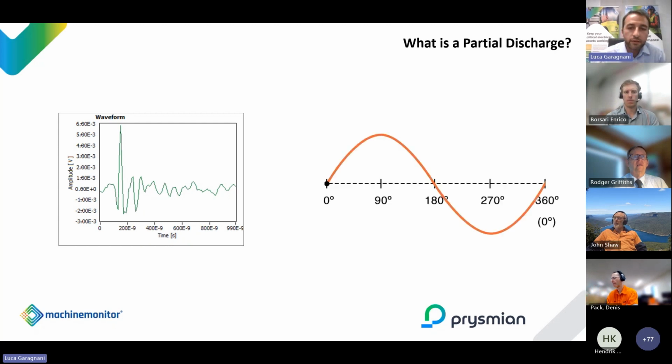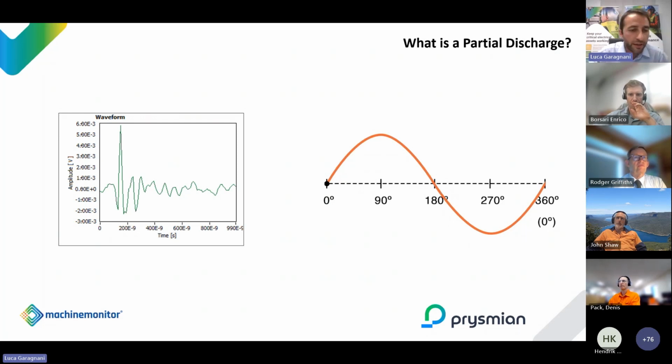We correlate the pulses with the applied phase-to-ground voltage. As I showed in the previous slide, partial discharges are, in most cases, generated by the phase-to-ground voltage. We have the voltage applied to the main insulation, which is phase-to-ground. If it exceeds the dielectric strength of the air within the defect, it can trigger a spark. So in our analysis, we always correlate this pulse with the phase-to-ground voltage applied to the asset we are testing, or to the phase we are testing.